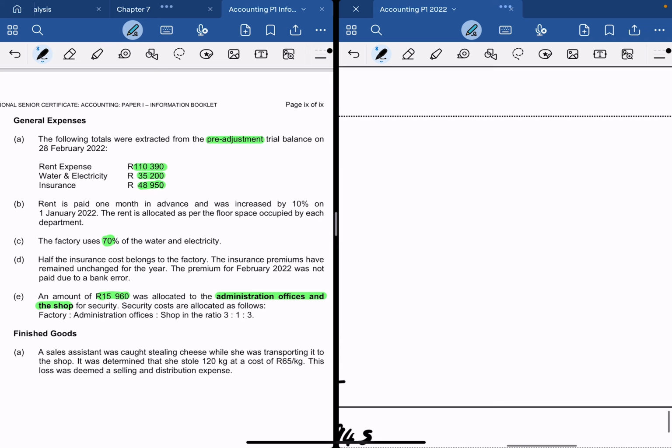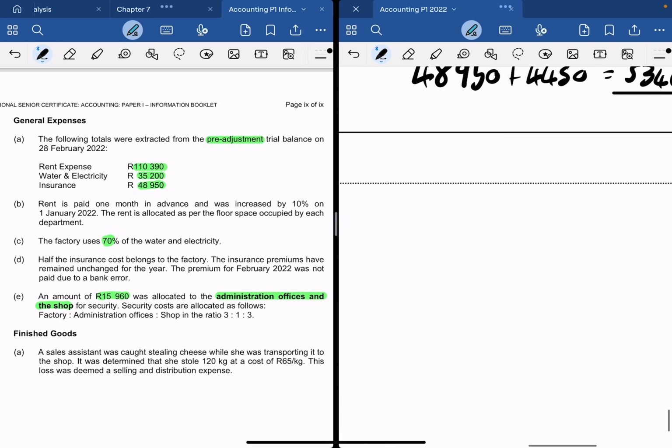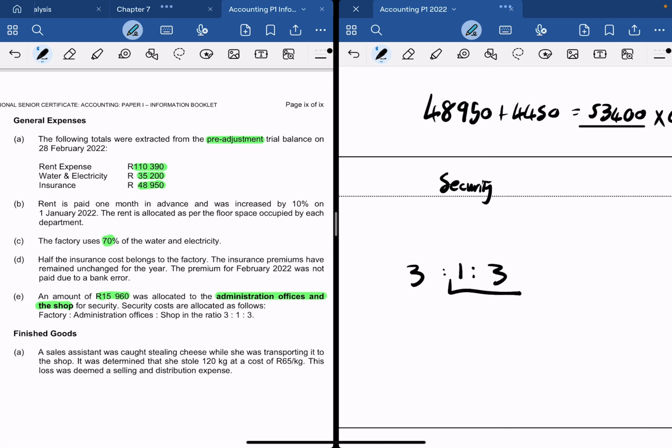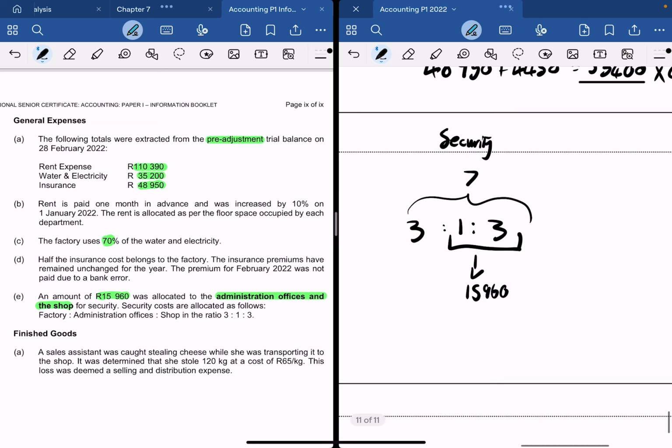So that means, so we see the ratio. Let me actually just put here security. We know the ratio from factory to admin to shop is 3 to 1 to 3. We know that this portion here cost 15,960, right? That's what they tell us, which represents there's 7 parts, right? 7 ratio. Like if you add all the ratios together, you get 7.